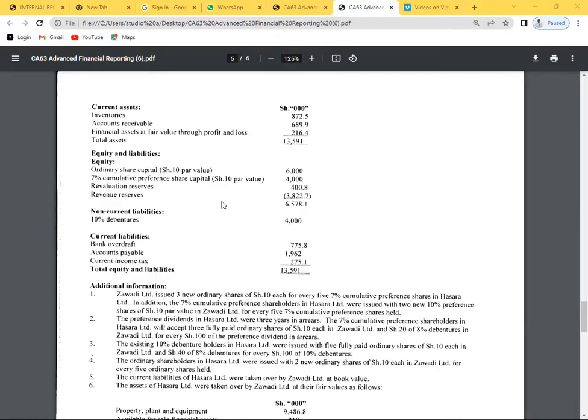Now, from there, ladies and gentlemen, also remember that if there is any reserve which Zawadi never bought, that reserve shall be given to the ordinary. Any other reserve not bought by Zawadi here will be given to who? Their owners. And their owners are like now this revaluation reserve. It's a positive one, so credit. Revaluation reserve 400.8.